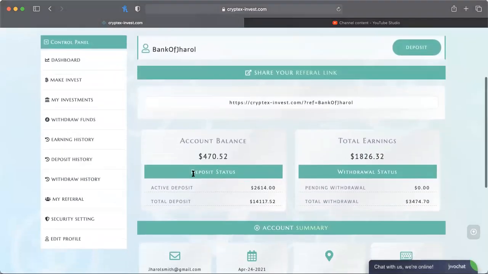So you see this 470 in my account balance, all right? Now, I want to preface this. You cannot withdraw this 470. Let me rewind. I cannot withdraw this 470. They say, Jharol, why? Why can't you withdraw? It's in your account balance. I'm gonna show you why.